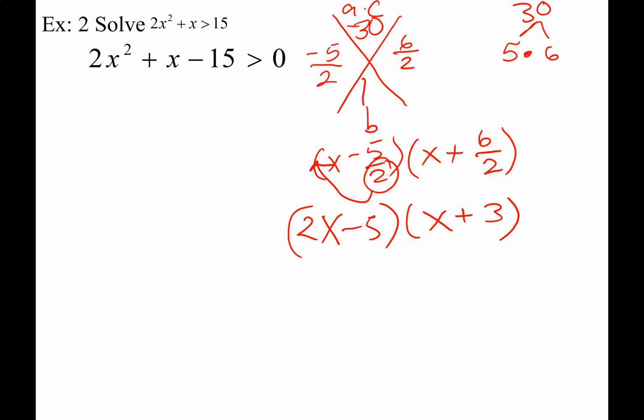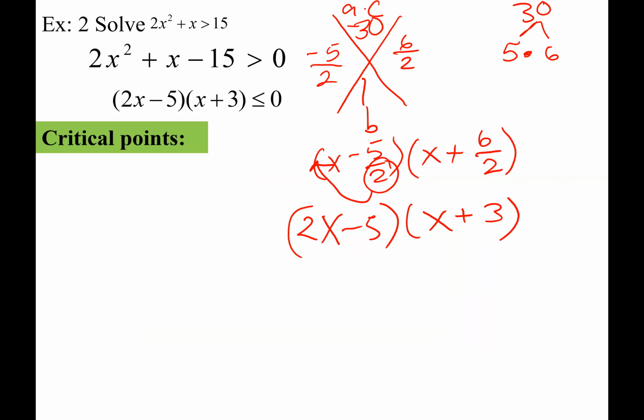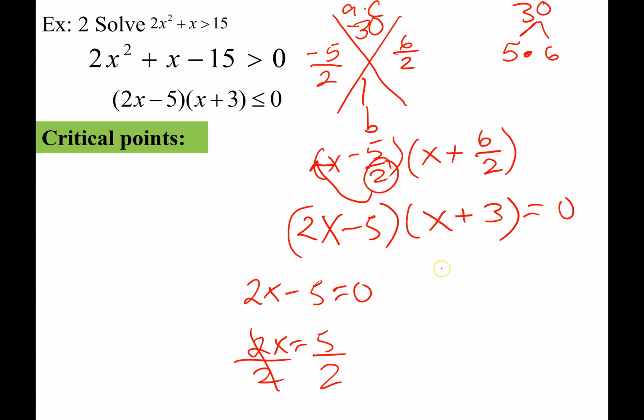And at this point, this and that, I just included the inequality symbol, same deal. I've got to look for these critical values now. So just like before, you're going to set each one equal to 0 and solve, right? So we have 2x minus 5 is equal to 0. Add the 5 to each side. So we have 2x equals 5. Divide by 2. For this one, we have x plus 3 equals 0. And then x is a -3 here, right?